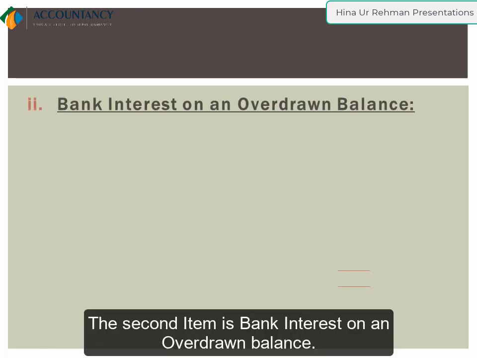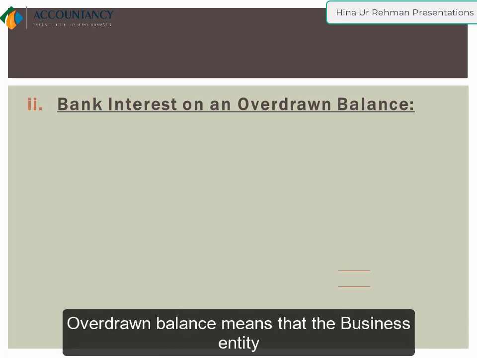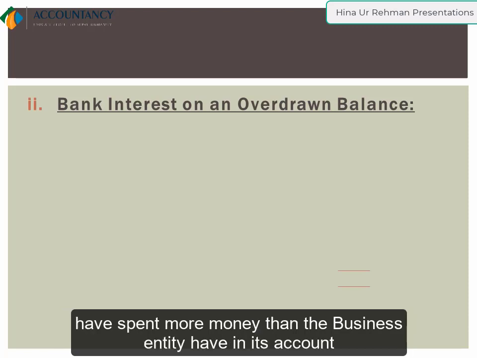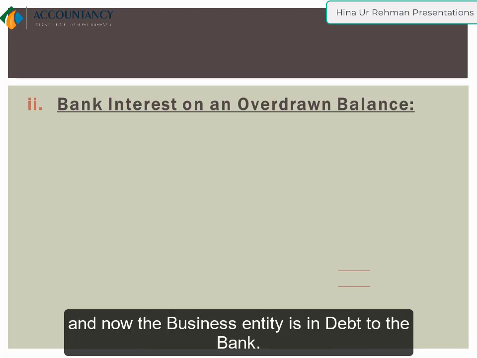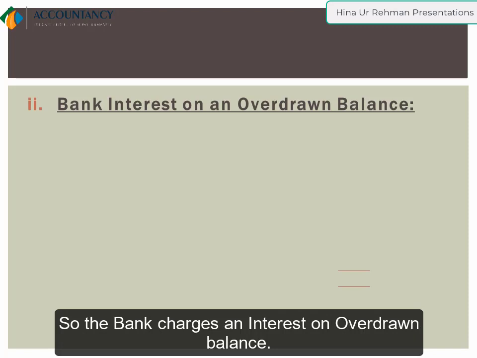The second item is bank interest on an overdrawn balance. Overdrawn balance means that the business entity has spent more money than it has in its account, and now the business entity is in debt to the bank. So the bank charges interest on the overdrawn balance.